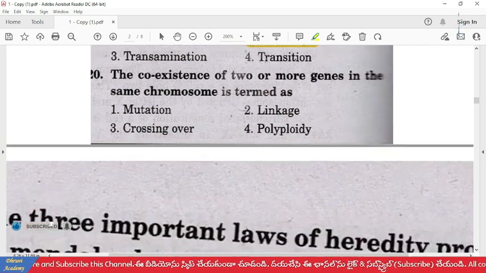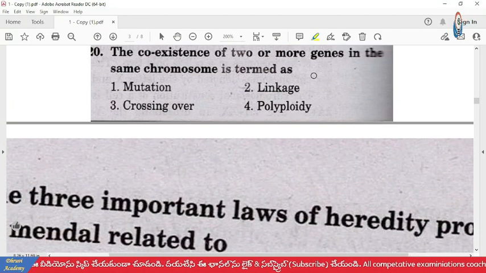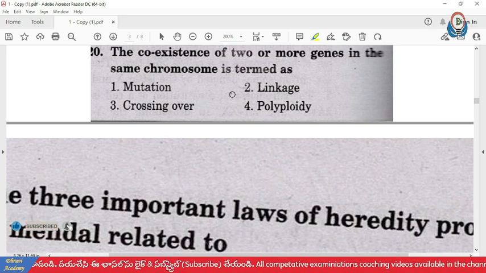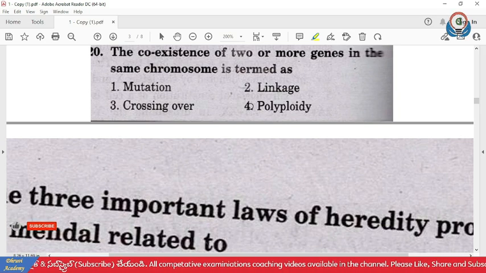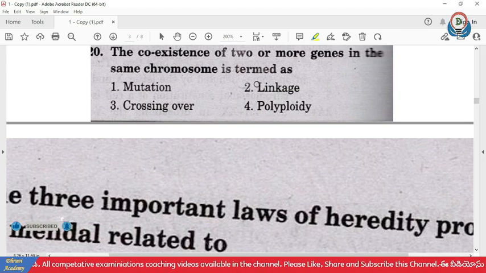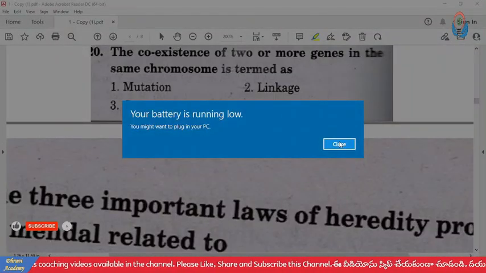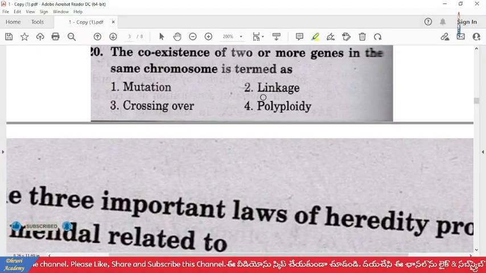Next, the coexistence of two or more genes in the same chromosome is termed as: is it the first one, mutation, or two, linkage, or third one, crossing over, fourth one, polyploidy? Which is the answer? The coexistence of two or more genes in the same chromosome is termed as linkage.